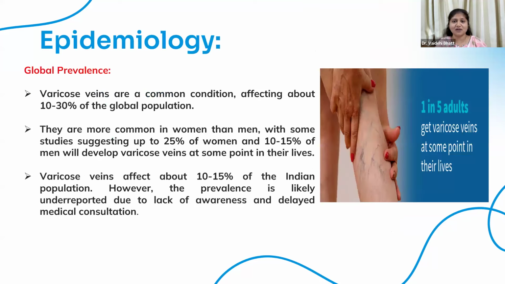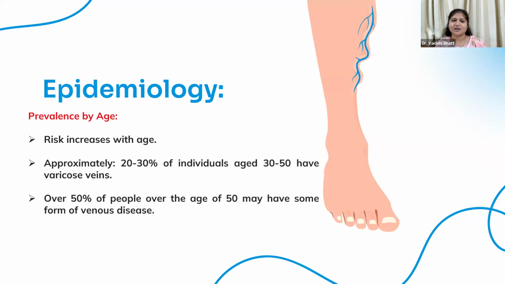So what is the prevalence of this varicose vein? Why are we giving importance to this varicose vein? If we look at the prevalence or epidemiology, we can find that 10 to 30% of the global population are suffering with varicose vein nowadays. Among them, 20% are women and 10 to 15% are men.